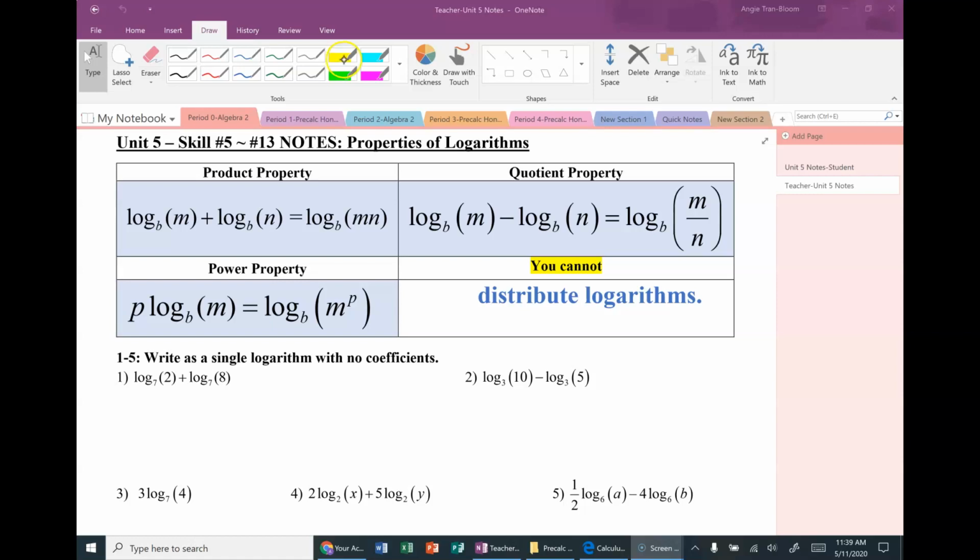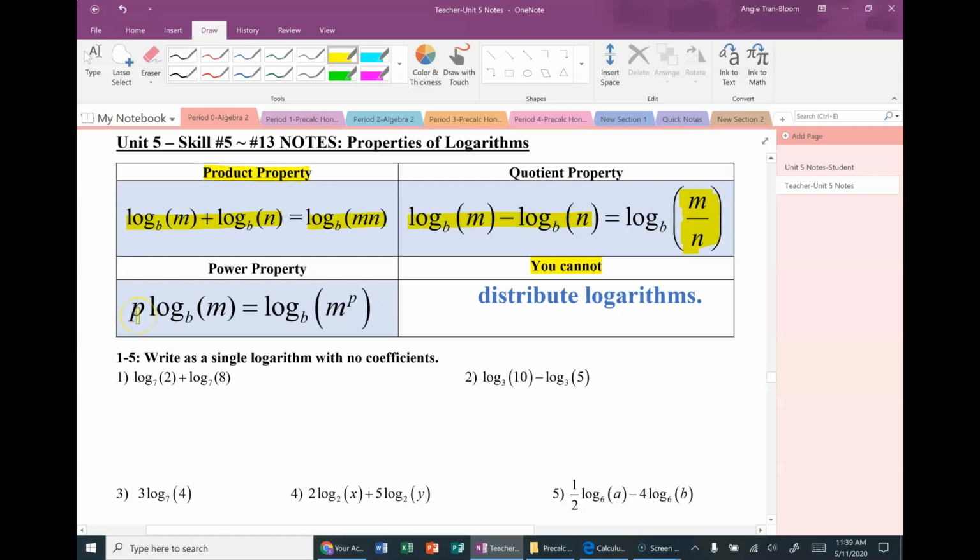So we have a few rules here before we start the examples. We have the product property. So log base b of m plus log base b of n is the same exact thing as log base b of m times n. Then we have a subtraction problem. Log base b of m minus log base b of n is the same thing as log base b of m divided by n. Notice how the bases are exactly the same for each property.